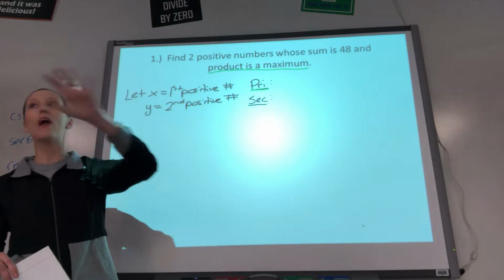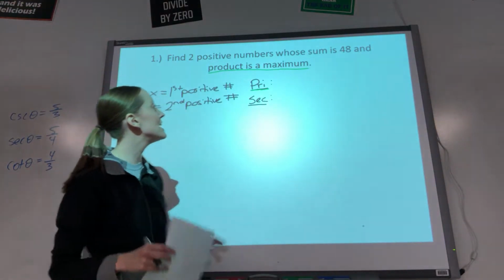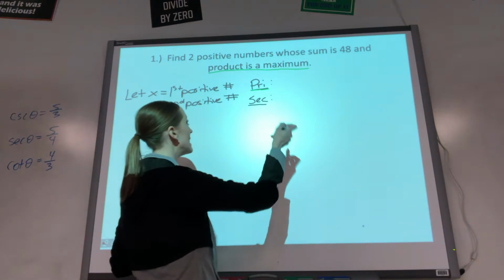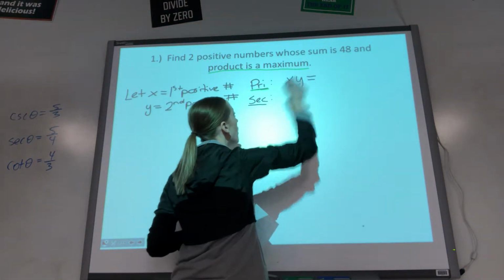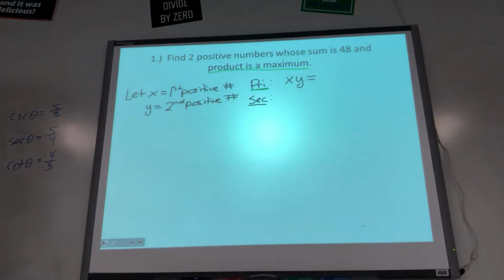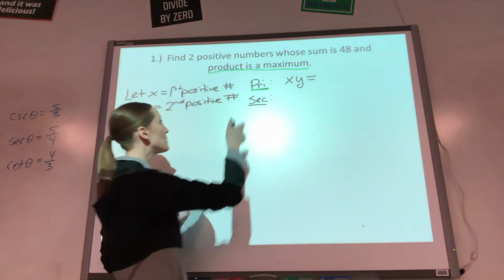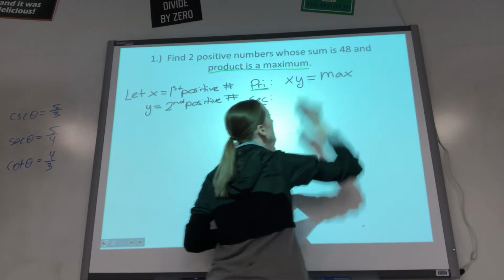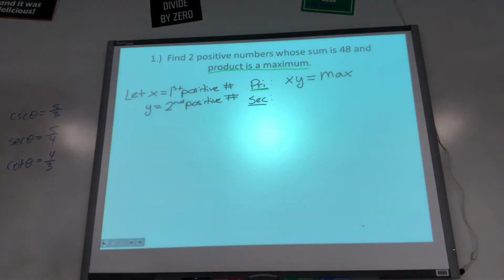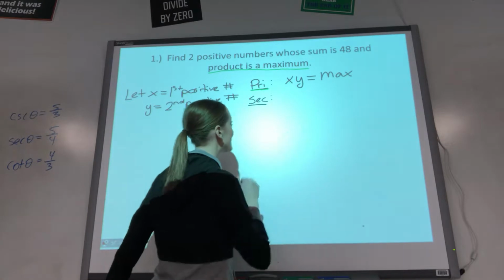Whichever part talks about the maximum or the minimum, that has to turn into your primary equation. So basically, if I take those numbers, I don't know what they are yet, but one is x and one is y, if I multiply those numbers, their product should be a maximum. I don't know what it is, but I do know it's a maximum. So that seems weird, but we're setting it equal to the word max.